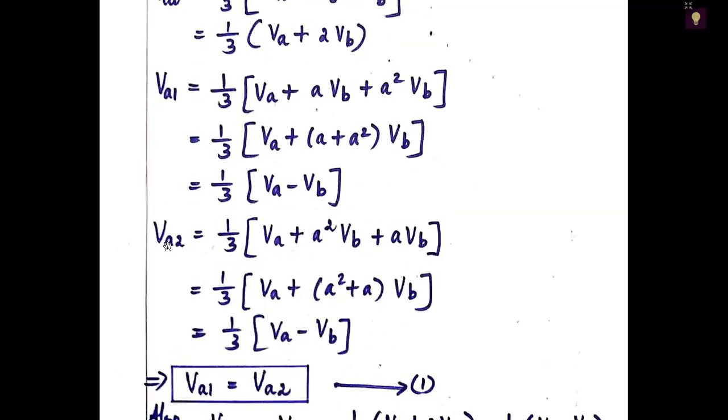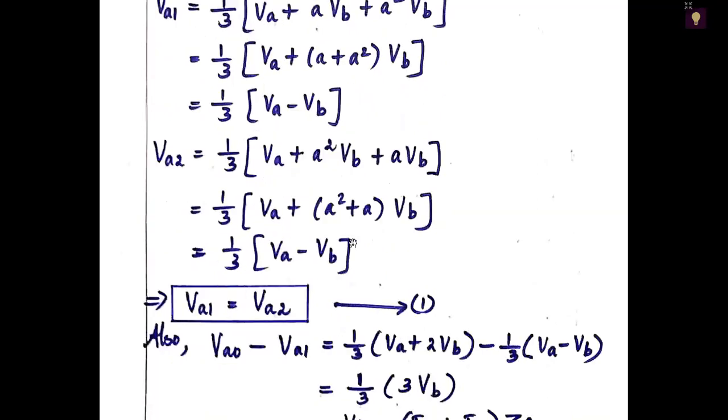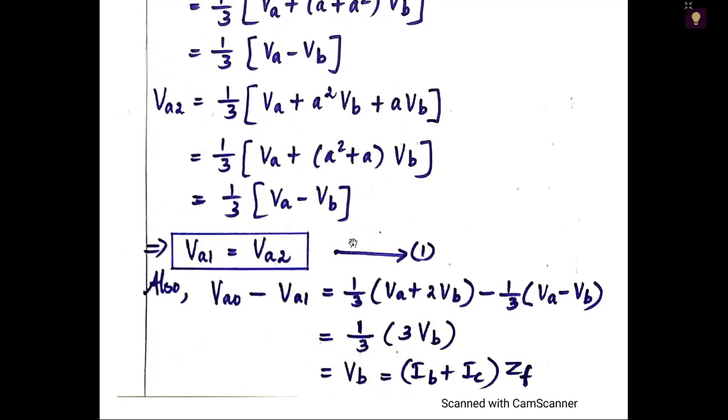In the same way, expand for VA2, which is equal to 1 by 3 into (VA plus a squared VB plus aVB). Taking VB common, a squared plus a is again minus 1. So VA2 is 1 by 3 into (VA minus VB). We got VA1 is equal to VA2. So we got the relation between VA1 and VA2. Both are equal, which means the positive sequence network and negative sequence network are in parallel.